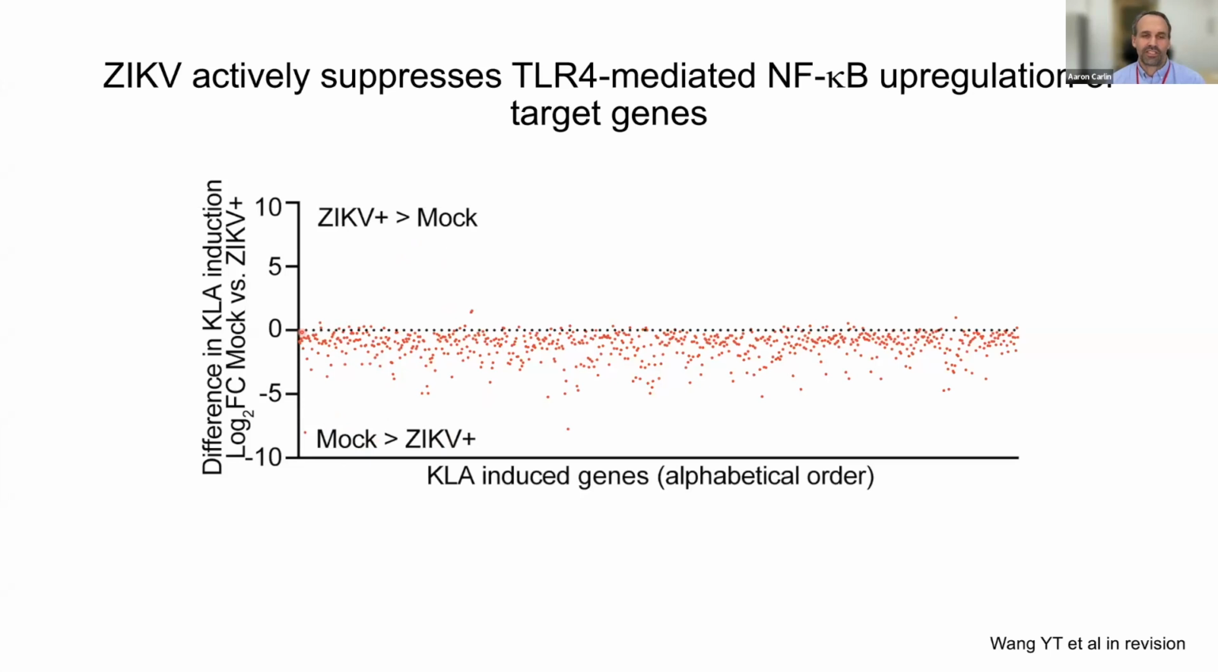If the stimulation had been the same in both populations, all the dots would cluster right around the central line. If they were higher in Zika virus positive, they'd be up here. If they're higher in mock, then they're down here. So Zika virus, in this case, is actively suppressing TLR4 mediated NF-kappa B upregulation of target genes. And so this seems to be an active process.